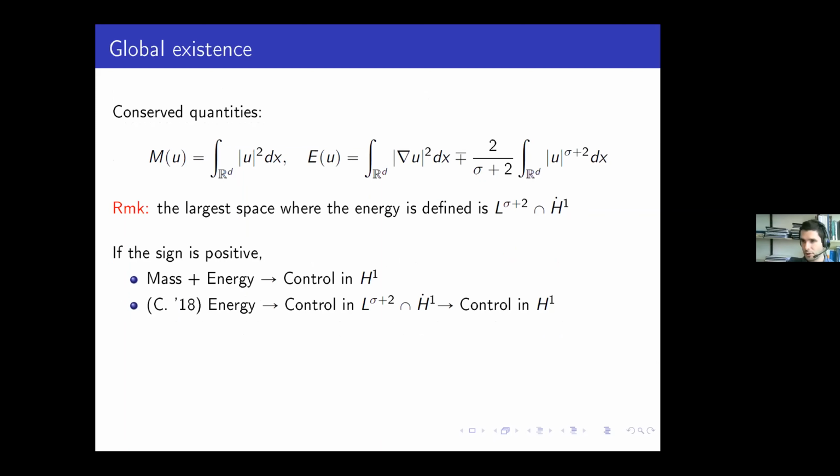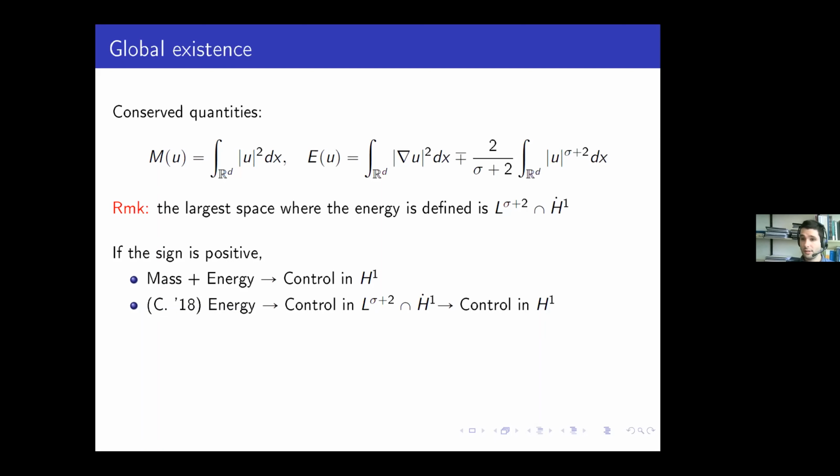You just need the energy, okay? Because the energy gives you control on this space, L^{sigma+2} intersected with \dot{H}^1. And then once you have this information, that the function is bounded in this space, you can use a sort of persistence argument, which gives you a control in the stronger subspace, which is H1. Okay, so actually you do not need the mass to prove this result. You just need the energy.